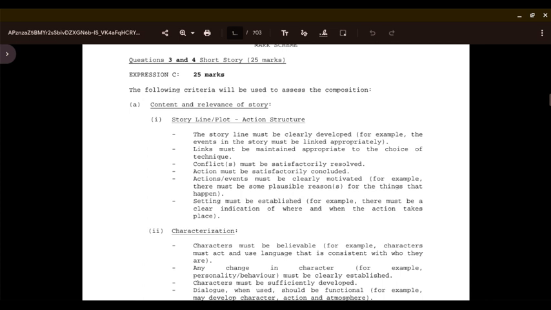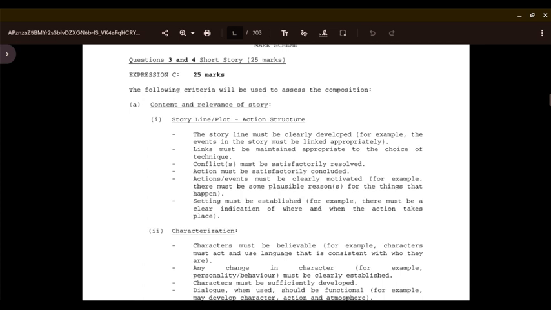Right? I must know that there's a story. I must understand that you have links must be maintained appropriate to the choice of technique. Not really sure what they meant by that, but let's continue. Conflict must be satisfactorily resolved. This is a key point because every story must have a conflict.